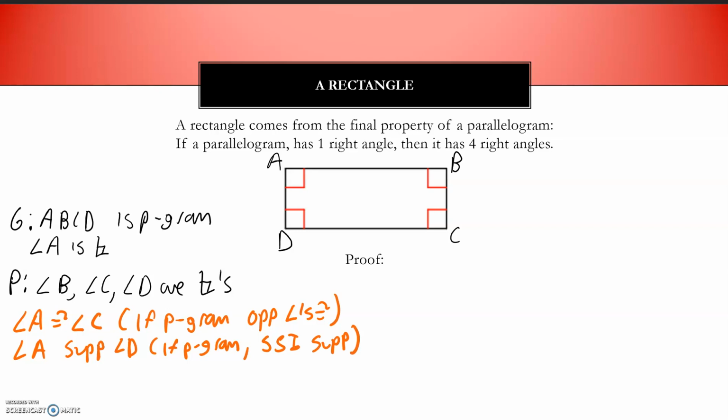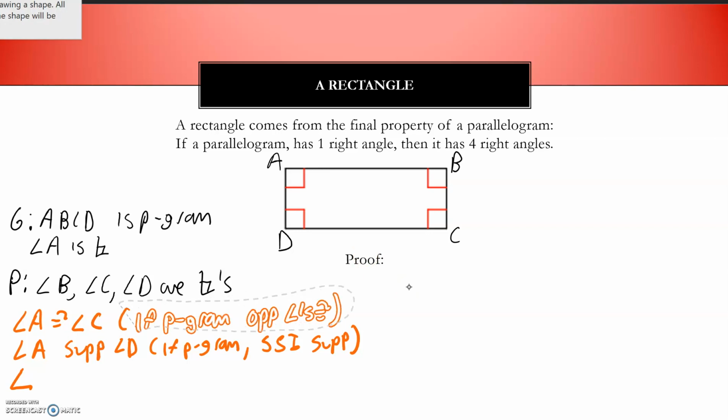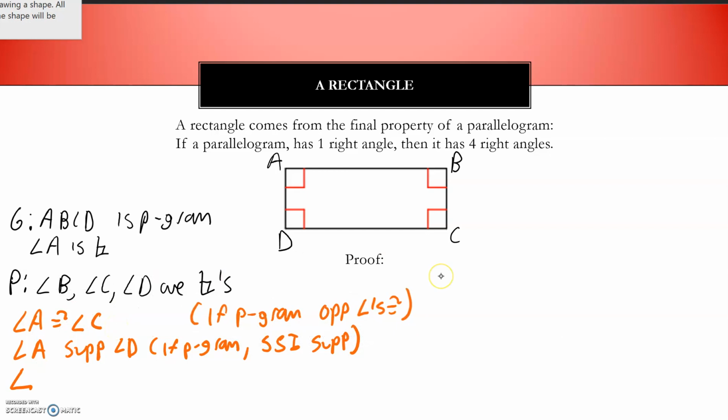So with those two statements, and actually I'm going to add a statement to my first line here, I'll select and move my reason over, and say that's also true of angle B. Angle B is congruent to angle D for the same reason. So from those two statements, I can say this: angle A is congruent to angle C, so that must mean angle C is a right angle. Why?